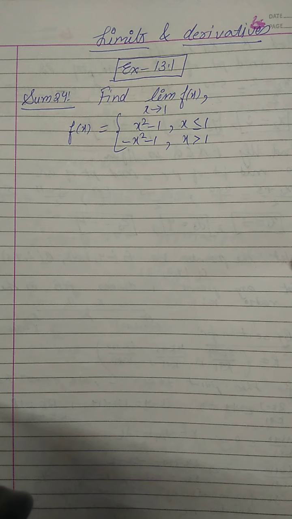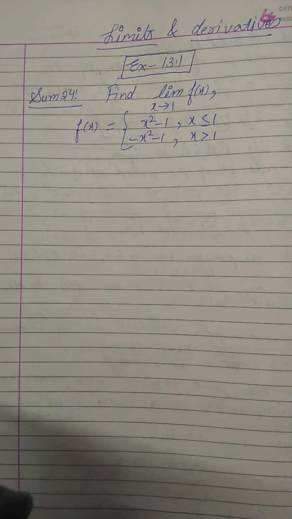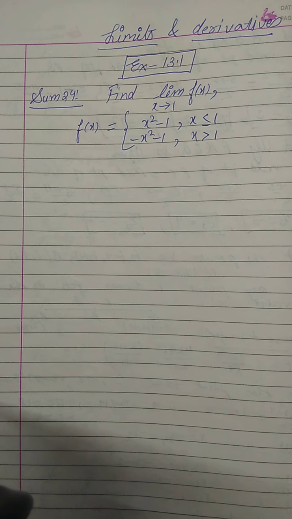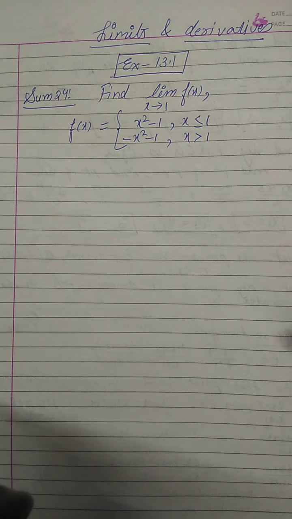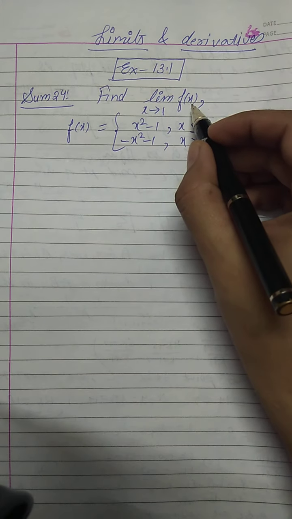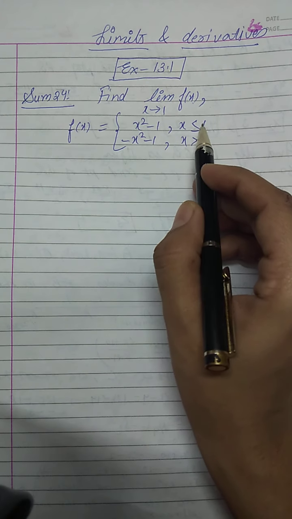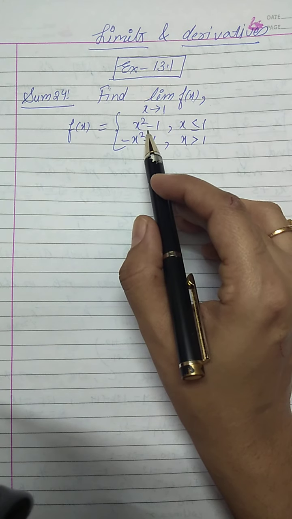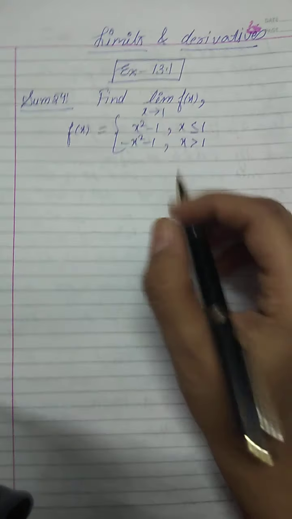Students, as we have started our chapter Limits and Derivatives, we are doing exercise 13.1. So now we are going to start with sum number 24, and we have to find the limit as x approaches 1 of the function, where the function is given as: for all x less than or equal to 1 we have the function x square minus 1, and for all x greater than 1 we have this function.